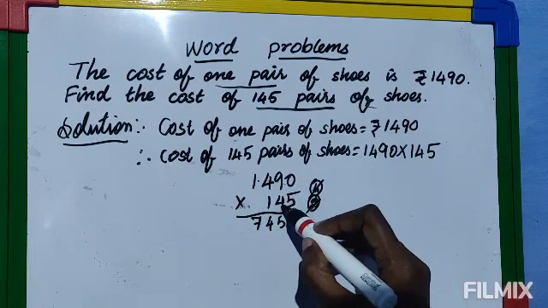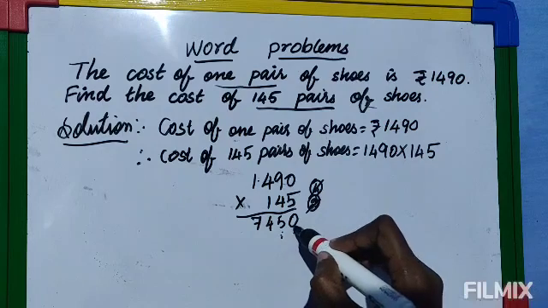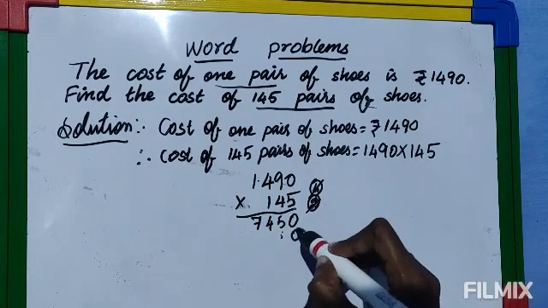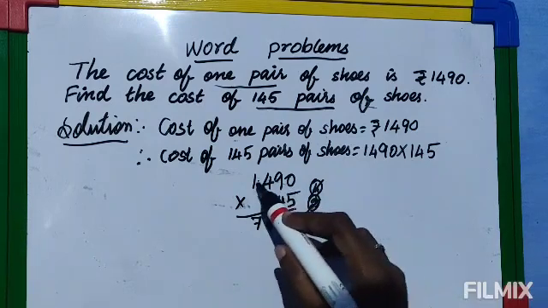Now you have to multiply by 4. 4 is the second digit, so the answer will start from the second digit. The first digit you will not write anything, so in that place let's write 0 here. Now let's multiply all the digits on the top by 4.